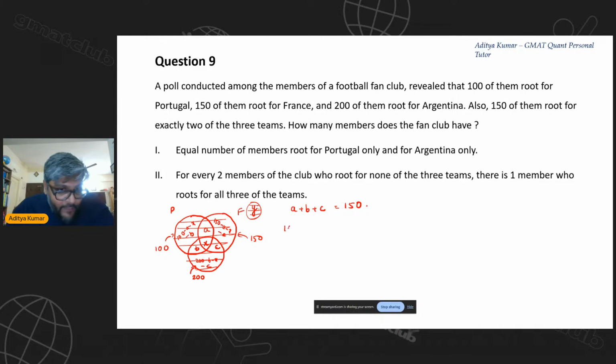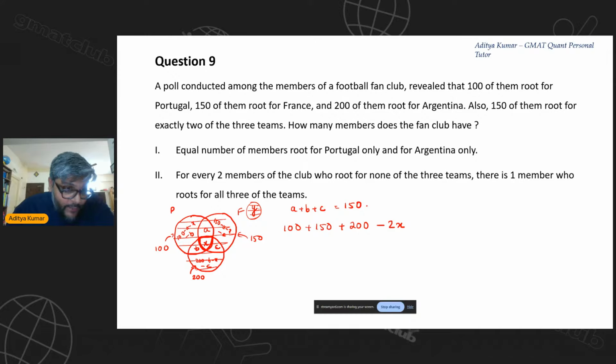I'm going to take the entire first circle, 100. I'm going to add it to the entire second circle, 150. I'm going to add it to the entire third circle, 200. But by adding all the three circles up, how many times have I considered this overall intersection X? I've considered it thrice because I've considered the entire circles. So I can only consider the intersection once. I've considered it three times. So I'm going to remove two times the extra.